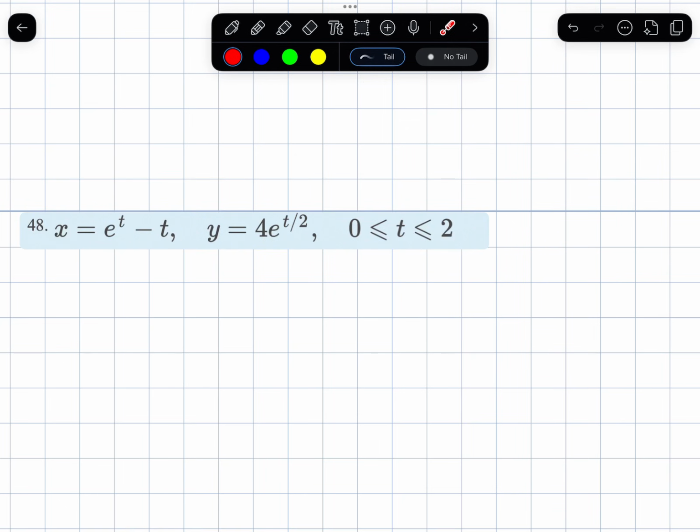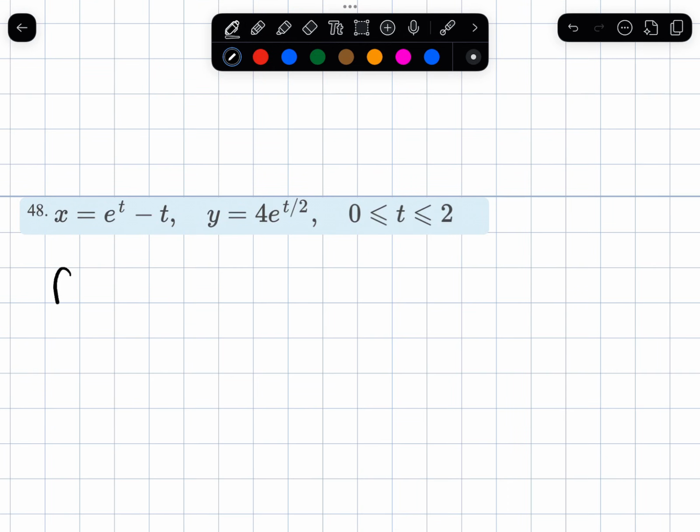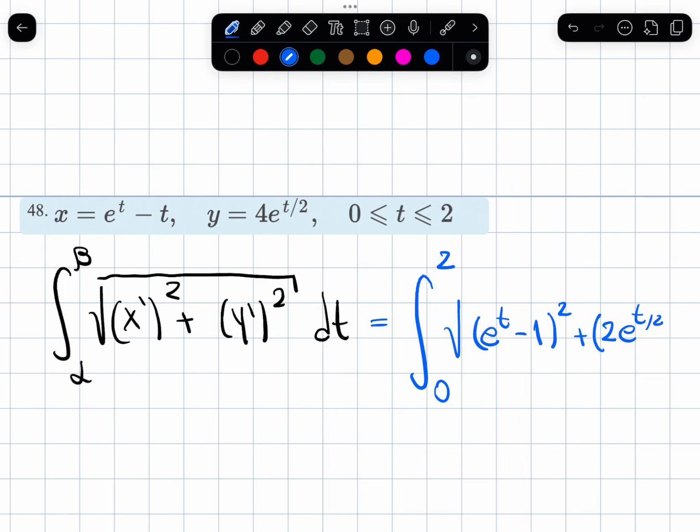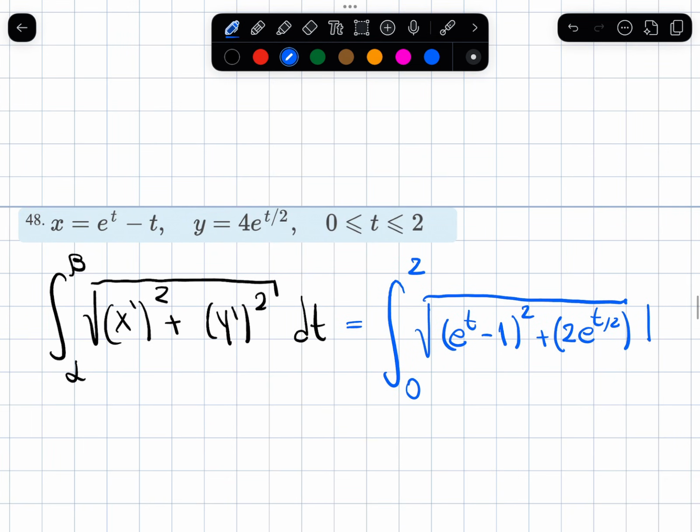So we're going to do the integral again, of the square root of x prime squared plus y prime squared dt, the entire square root, from alpha to beta or from a to b, you decide. So that's going to be the integral from 0 to 2. I derive x, that's e to the power t minus 1, but that's still squared. And then I derive y, that's 2 e to the power t over 2, and I need to multiply by 1/2 because of the chain rule. And then that's still squared. That's what I have to do now.